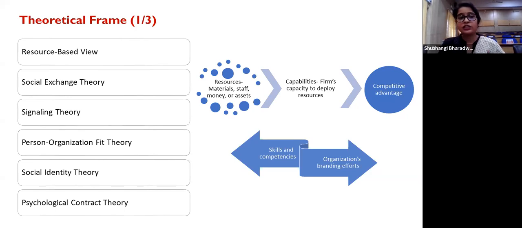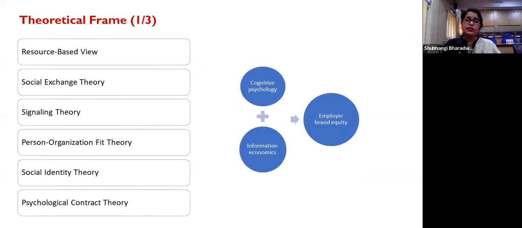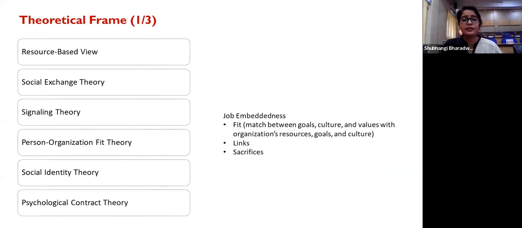On the other hand, the social exchange theory is based on the give and back philosophy, where giving employees unique value propositions could ensure their long-term association with an organization. The signaling theory has also emerged from the marketing literature, which is based on communicating clear, consistent, and honest branding signals in the labor market that could enhance employees' decision to remain for a longer period of time in an organization. The person-organization fit theory has three factors of fit, links, and sacrifices. In terms of the branding concept, a better match between employees' goals, culture, and values with that of organizations' resources, goals, and culture could lead to favorable employee outcomes in an organization.